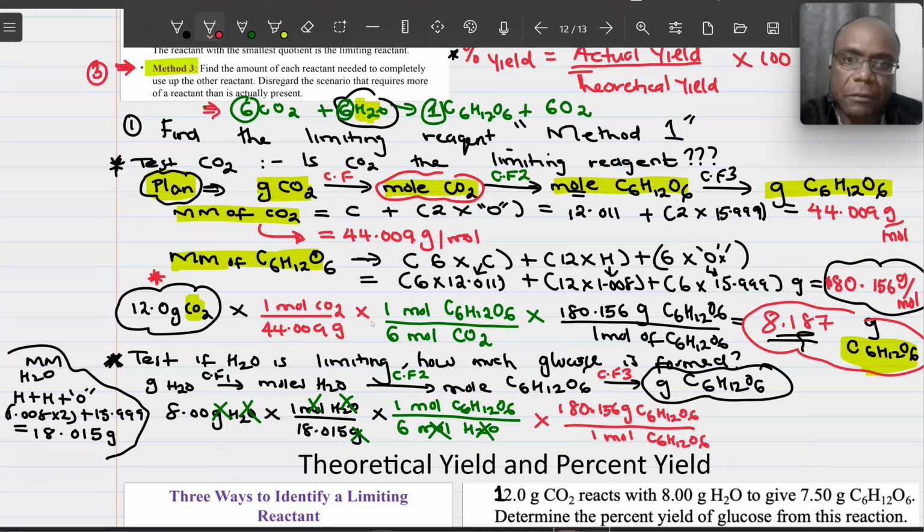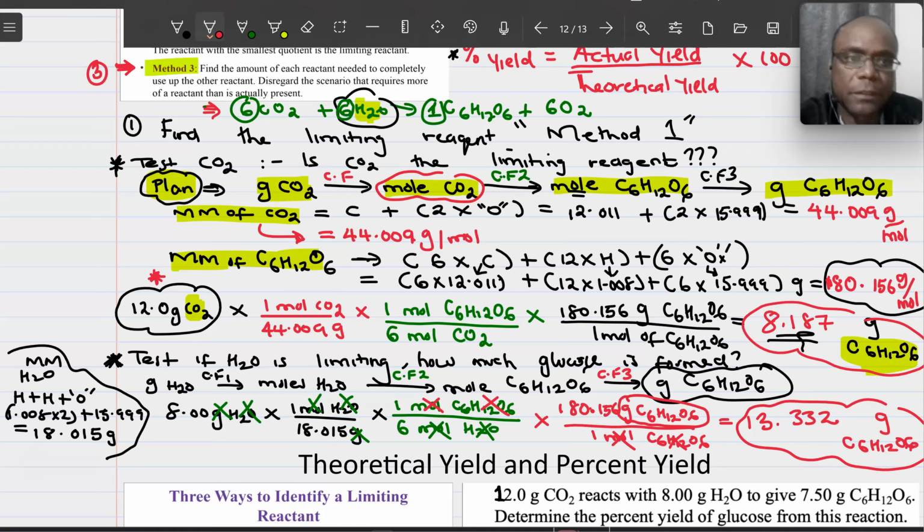Why do we need that conversion factor? Because we want to get rid of the moles of glucose, and our answer will be in grams of glucose. Whatever our answer is, it's going to be in grams of glucose. So let me do the math and see what we get. I'm getting 13.332 grams of glucose if water is limiting.